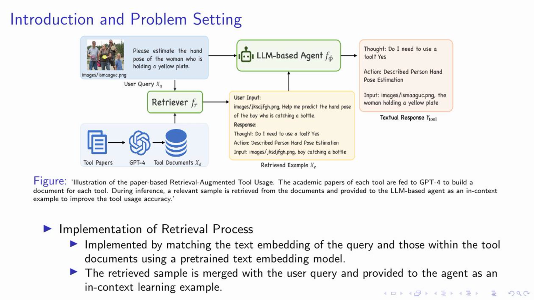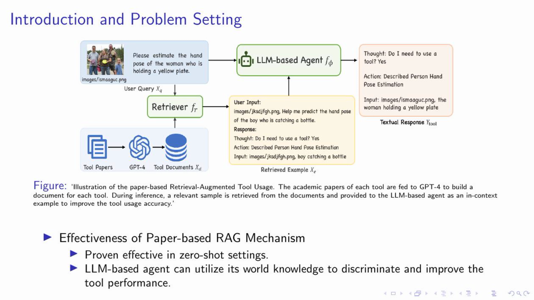In essence, our retrieval process is a powerful mechanism that leverages academic knowledge to enhance tool usage, making it more accurate and efficient. On this slide, we delve into the effectiveness of our paper-based retrieval-augmented tool usage, or RAG mechanism. This mechanism is designed to improve tool usage accuracy by leveraging academic papers related to each tool. These papers are fed into GPT-4, which then builds a comprehensive document for each tool. During inference, a relevant sample is retrieved from these documents and provided to the LLM-based agent as an in-context example. This process is illustrated in the figure you see here.